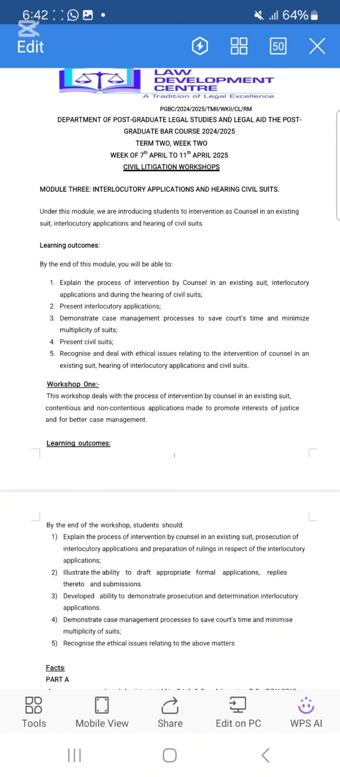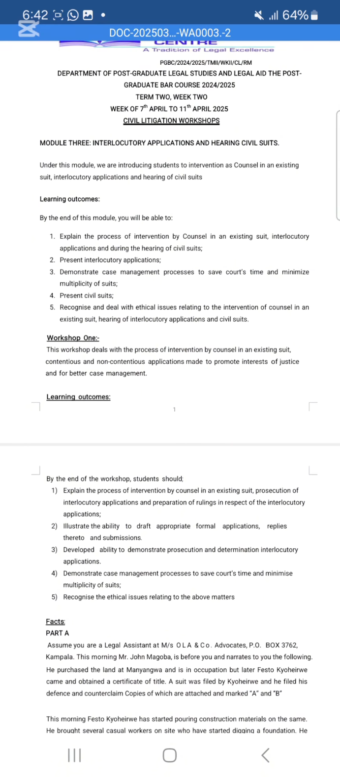So basically, when we talk about interlocutory applications, we mean those applications which always arise before the final suit is heard. This can include an application for temporary injunction, application for security of costs, application for contempt of court, among others, and also attachment before judgment. These are some of the interlocutory applications we shall be looking at.